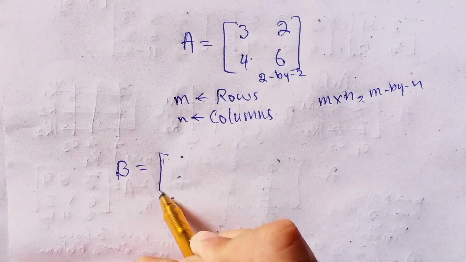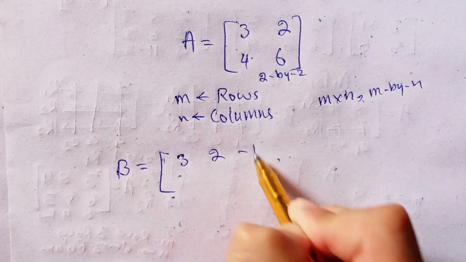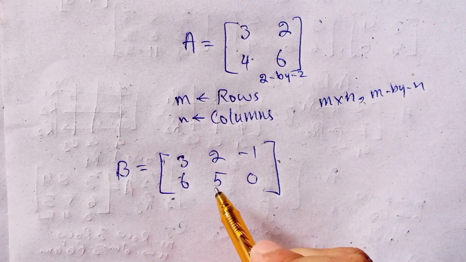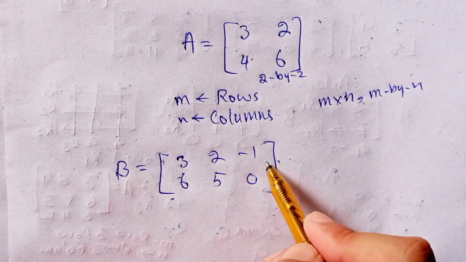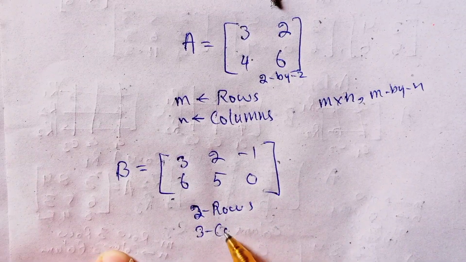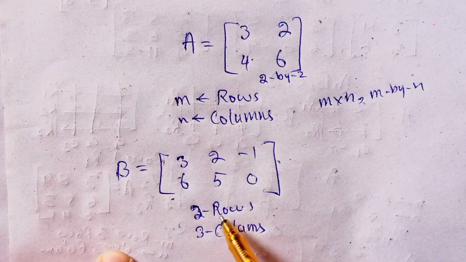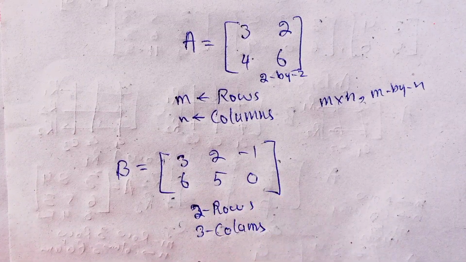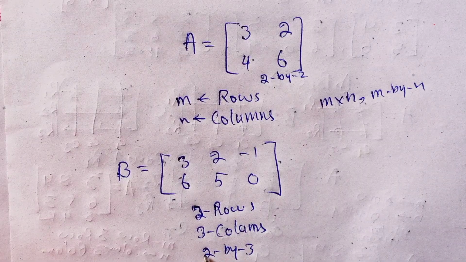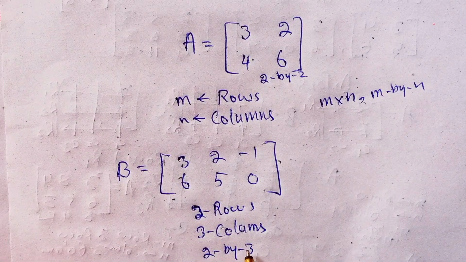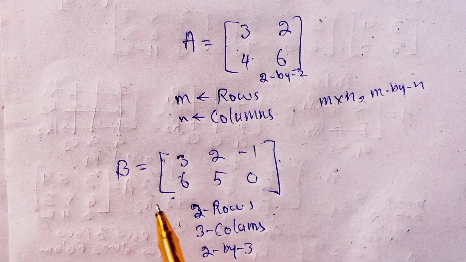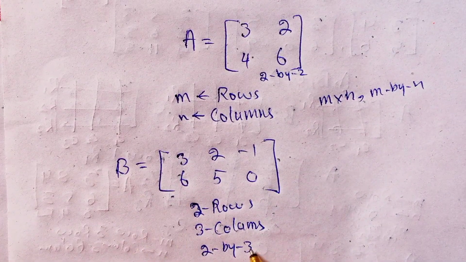B, which contains the elements 3, 2, -1, 6, 5, and 0. So here, if I look at this matrix, then this matrix has 2 rows and 3 columns, right? So the order of this matrix will be 2 by 3, because here the first number represents the rows and the second number represents the columns. So this matrix is of order 2 by 3.